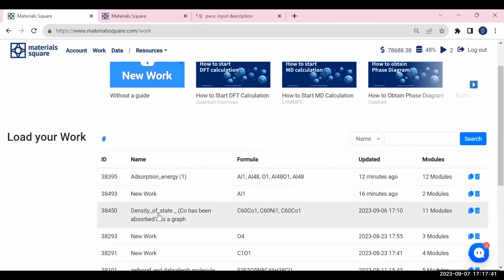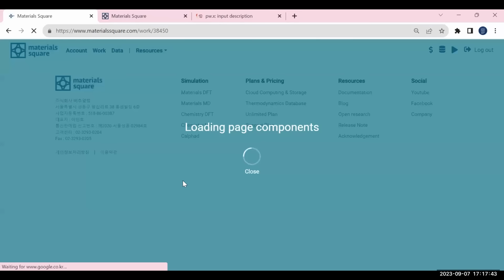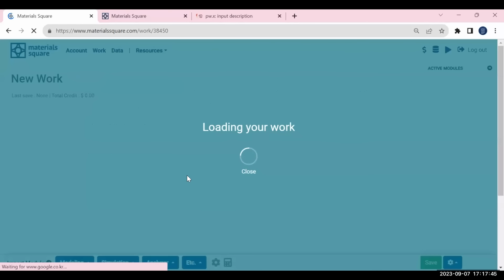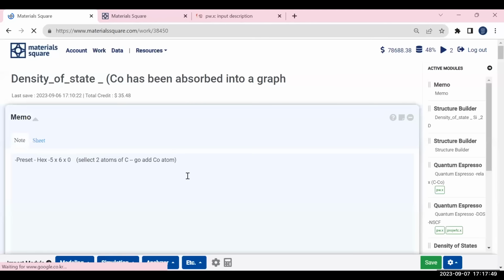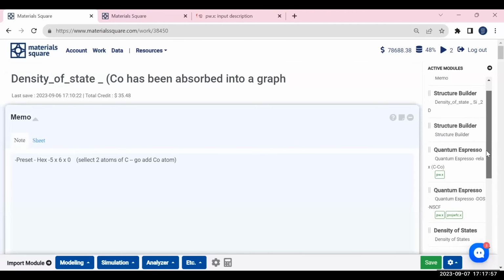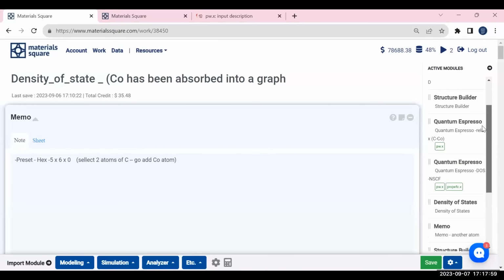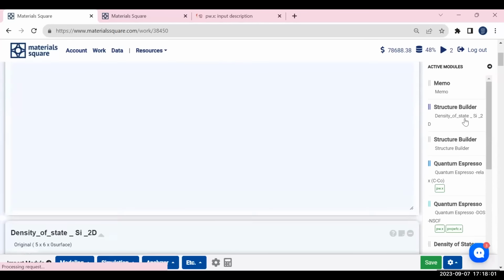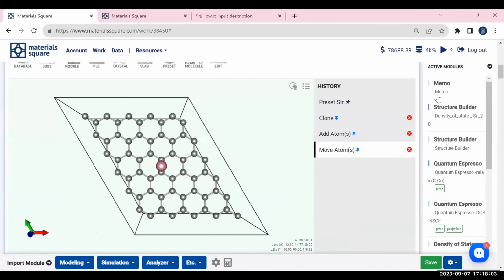We have the density of state, okay? So the density of state, I have created the graphene and I adsorbed the single hydrogen, copper atom onto the surface and nickel atom onto the surface. And we have calculated the density of state and shown what the difference is between these two structures.